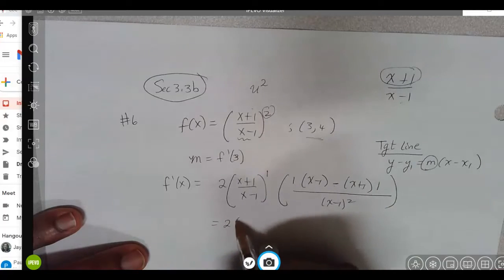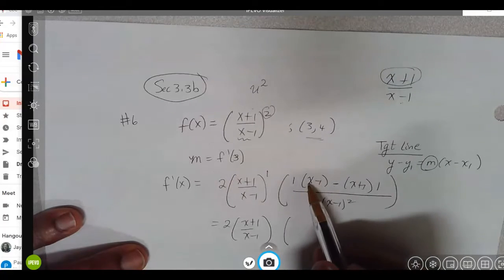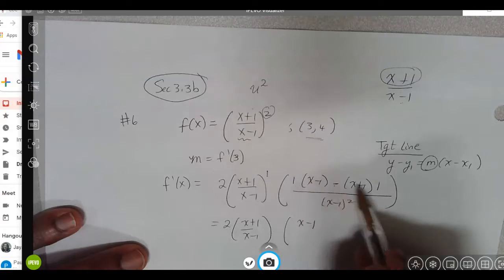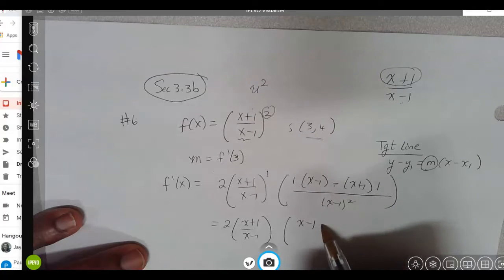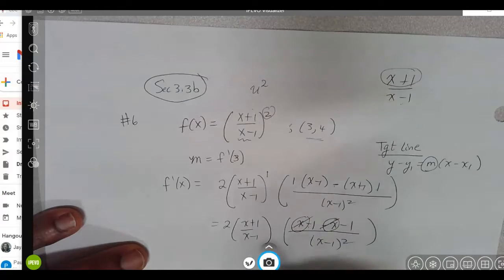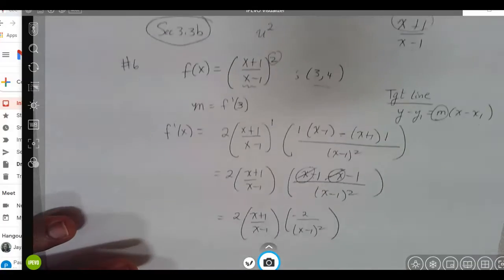Now, the more you simplify, the better it'll be, so that when you plug in the 3, you have less to deal with. So this is x minus 1 times 1 minus, this is 1 here, but distribute that negative, and you get that. Then, on the top, the x and negative x, that's 0. So you have negative 1 minus 1, and that's negative 2. So you have negative 2 on the top and x minus 1 squared. I think that's simplified enough.